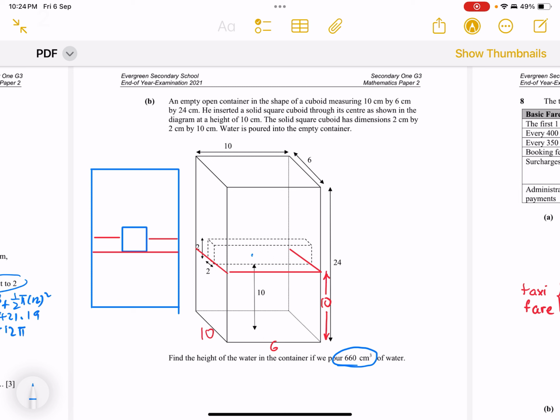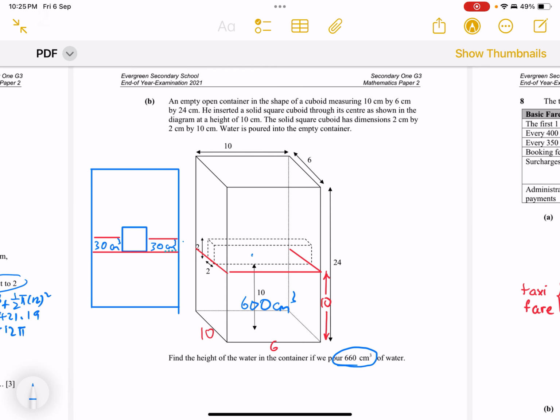Now if you look at what is below the object here, below the object is 10, so therefore the volume here is actually 600. So the volume here is 600, therefore what remains is 60 cm cube, and 30 cm cube is here, and another 30 cm cube. The water fills up equally on both sides, and it's 30 cm.